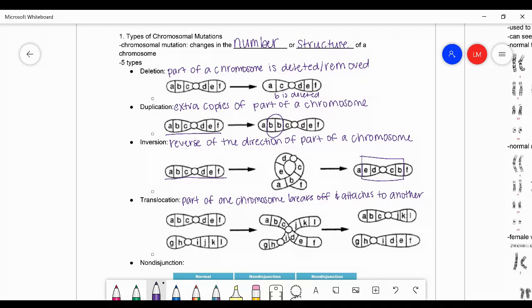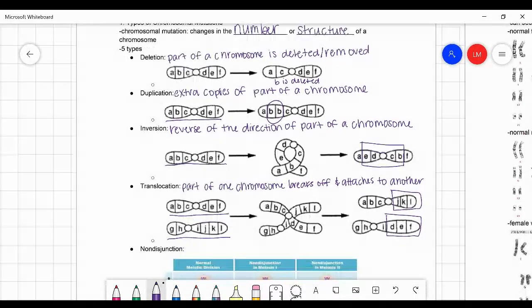So this time we're starting off with 2 different chromosomes, A through F and then G through L. And then after the translocation, we can see that the first one now has genes J, K, and L on it instead of D, E, F. And then the second one has D, E, F instead of J, K, L. This is not the same as crossing over because we're looking at 2 different chromosomes, or chromosomes that do not have the same genes on them.